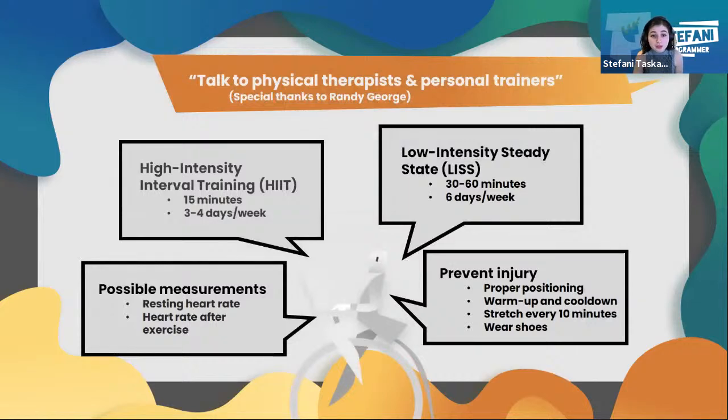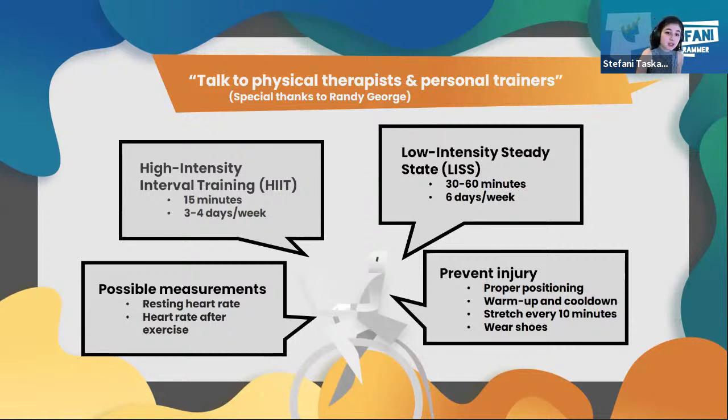We also talked to a personal trainer at CMU named Randy George, special thanks to him. We learned important information about working out on a bike pedal system. Two different training types that we talked about are high intensity interval training and low intensity steady state, and we have listed the long-term times that you should use them for. We also discussed possible ways to measure long-term change, such as with heart rate, and different ways to prevent injury while using the pedal system. We will apply this knowledge as we continue making prototypes.